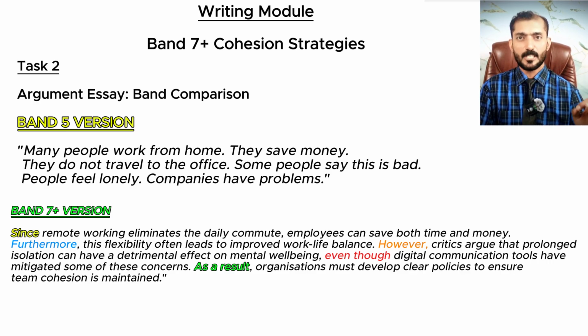But the band 7 version uses 5 different types of linking devices that each serve a distinct logical function. The linking at the beginning, since, shows cause. Furthermore, in the second sentence shows addition. However, in the following shows contrast. Even though shows concession. And as a result, obviously for result. This is how the sentences and ideas are linked logically to form coherence, making it an effective paragraph and the examiner can easily trace the argument clearly.